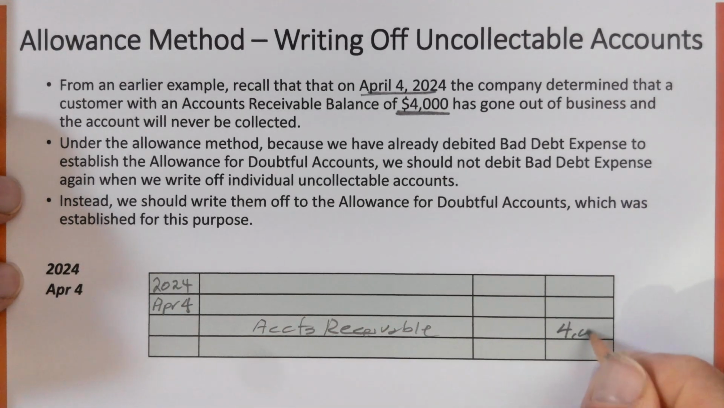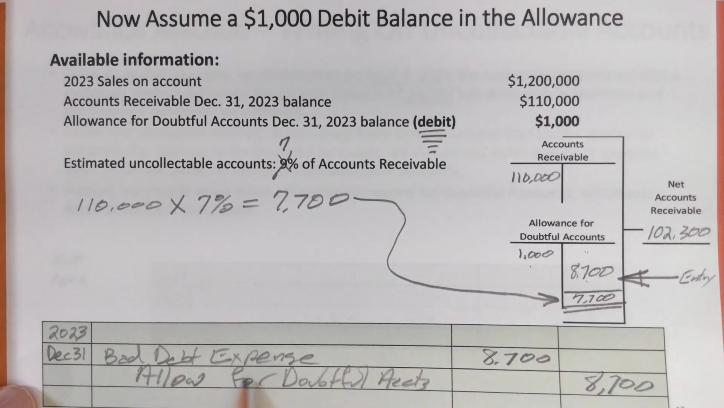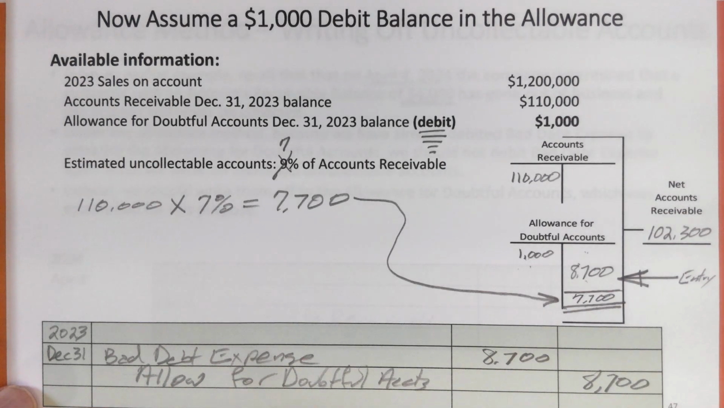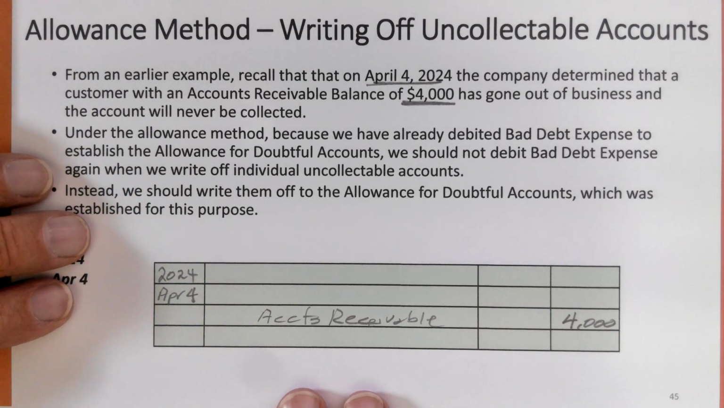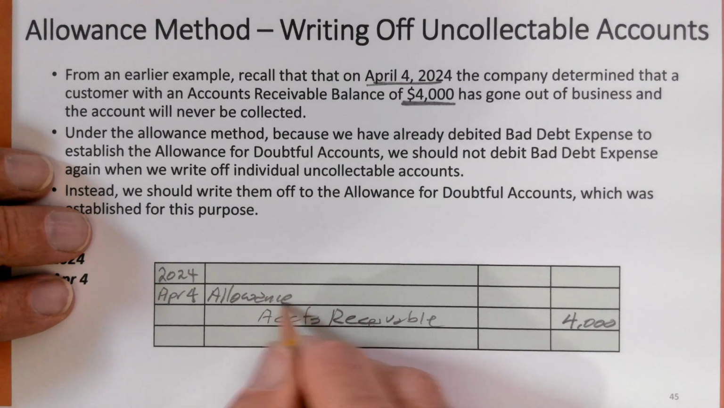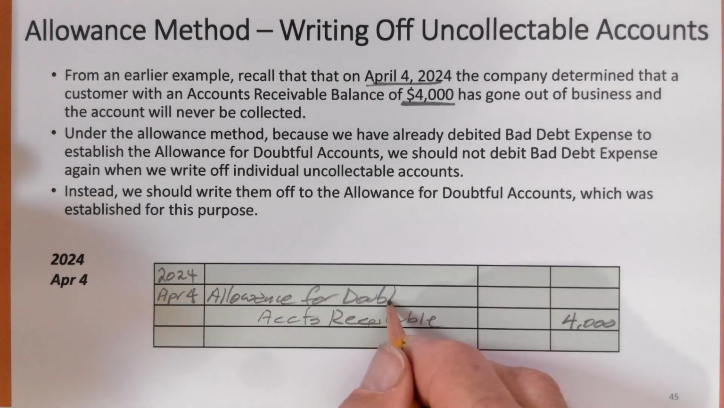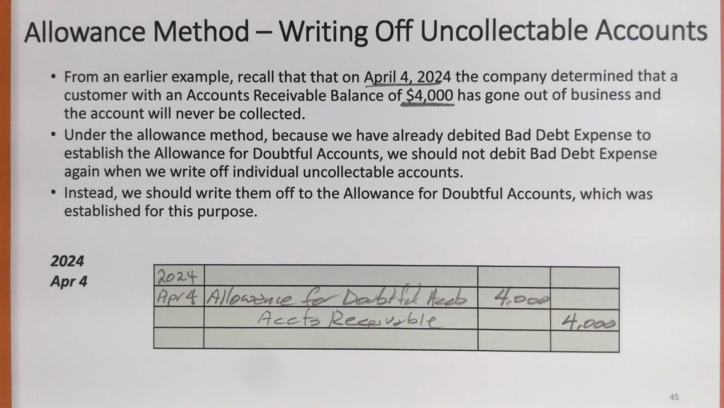for the $4,000. And that's going to remove it from our accounts receivable because, as you know, accounts receivable has a debit balance normally. So we're going to remove it from accounts receivable. And then the question becomes, what should we debit? And some of you might be saying, oh, debit to bad debt expense. Oh, no, we don't want to do that. We don't want to do that because we've already debited bad debt expense back here when we created this allowance. And if we debit bad debt expense again, it's going to be doubling up on the expense. So instead, we use the allowance account and we debit the allowance for doubtful accounts for the $4,000. And that's how we write off the accounts receivable.